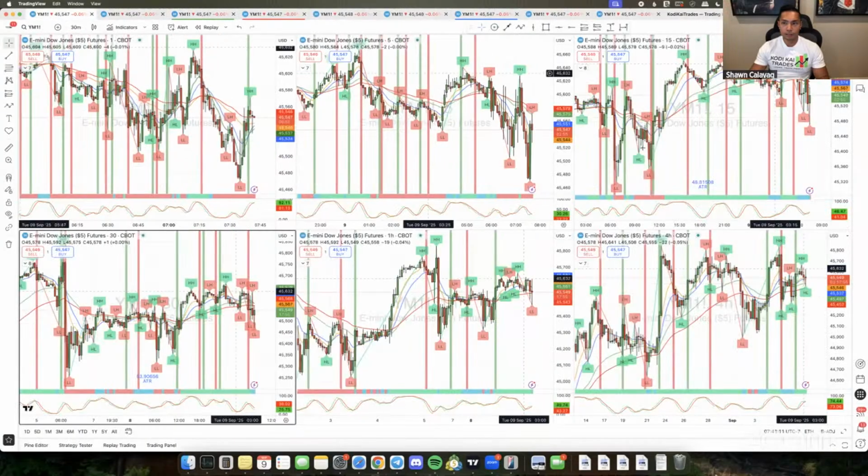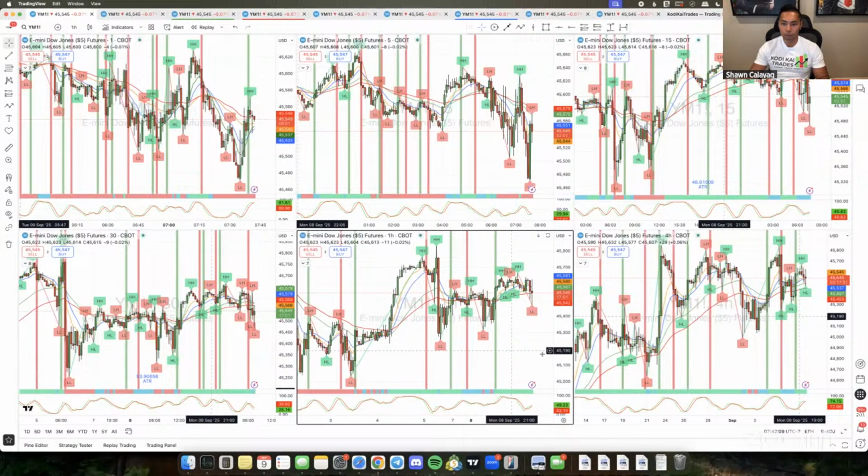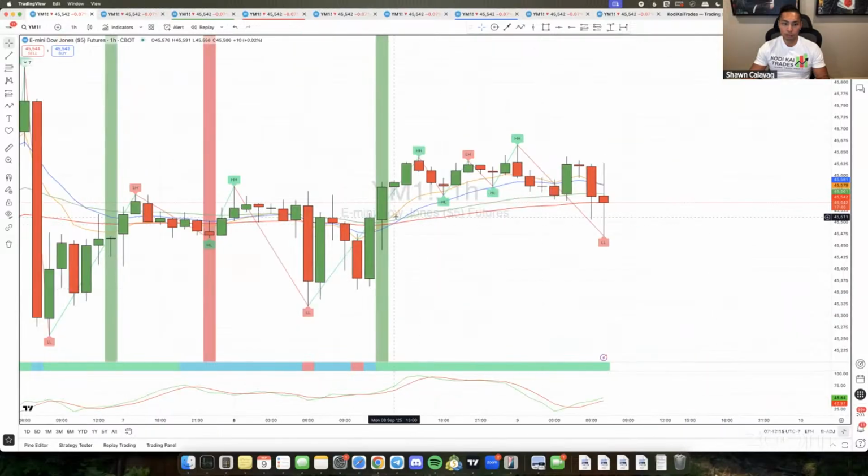Let's go on the higher time frames real quick. These higher time frames will give you guys a better insight as to where the market's actually going. So here's a 1 hour time frame. See this chop? This market's been in chop since Monday. So look at this chop over here. Just back and forth, back and forth.